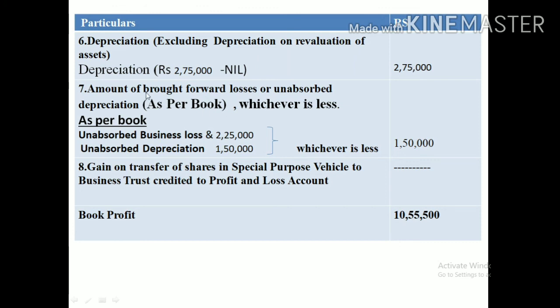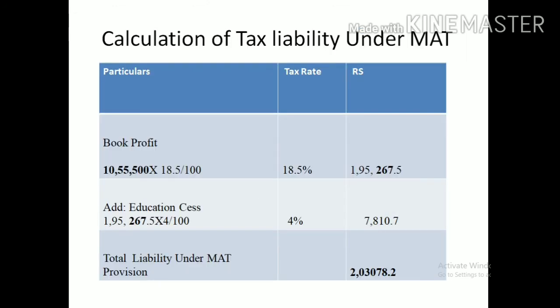Okay, the next one, amount of brought forward losses, business loss and unabsorbed depreciation as per book, we require. Among this, whichever is least. Okay, both the amounts we have: unabsorbed business loss is 2,25,000, then unabsorbed depreciation is 1,50,000, whichever is the least, 1,50,000. Then next one, gain on transfer of shares in special purpose vehicle. There is no entry, so just ignore. Then total we get 10,55,500.